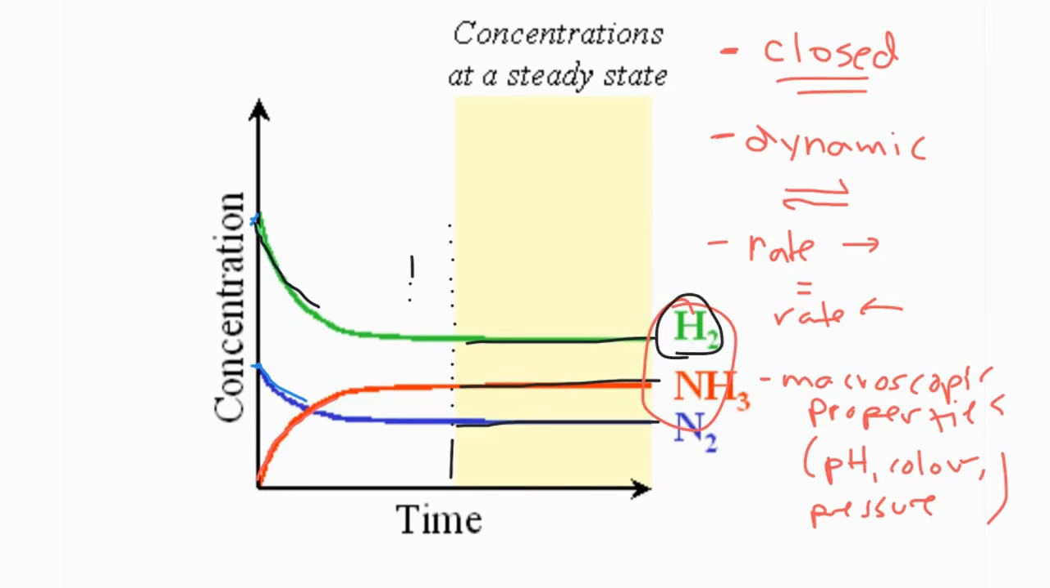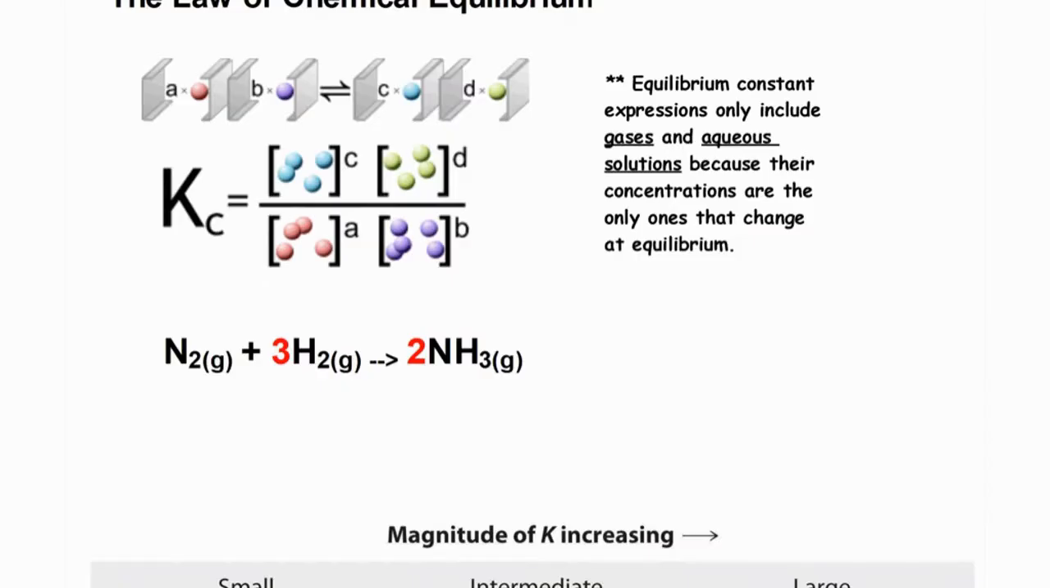Hydrogen is going to change by 3 times the amount of nitrogen. We can read it off a graph like right here, or maybe it's given. Now we can actually quantify equilibrium and identify whether there are more products or more reactants, or whether those amounts are the same at equilibrium using what's called the law of chemical equilibrium, or the equilibrium expression. Now this expression is only for gases and aqueous solutions. So we don't include solids or liquids when we do these equilibrium expressions.